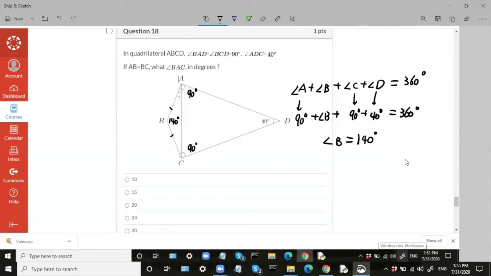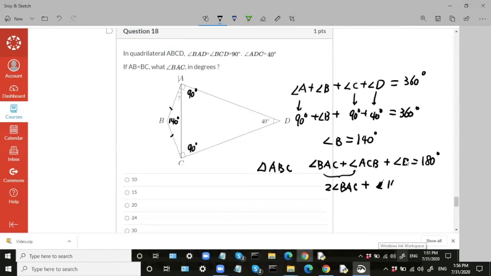Then in triangle ABC, angle BAC plus angle ACB plus angle B equals 180 degrees. Because this is an isosceles triangle, AB equals BC, angle BAC should be equal to angle BCA. So 2 times angle BAC plus angle B, which we know already is 140 degrees, equals 180. Then we solve angle BAC equals 40 divided by 2, which is 20 degrees. So we got the answer 20 degrees, which is C.